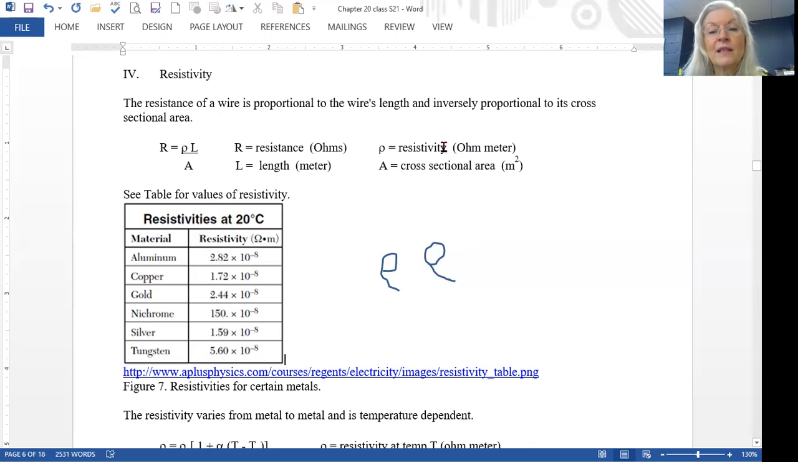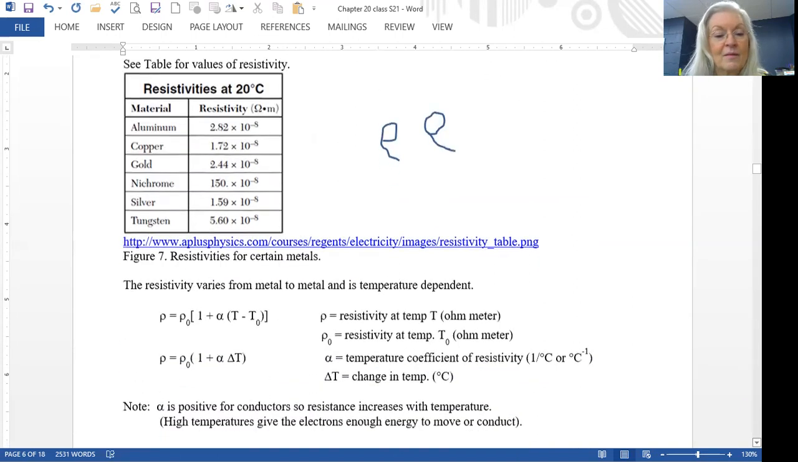So you will notice resistivity is in ohm meters, resistance is just in ohms. And the resistivity depends on what you are made out of, what's the material of the wire. Notice that the longer the wire, the bigger the resistance. Notice that the smaller the cross-sectional area, the larger the resistance.